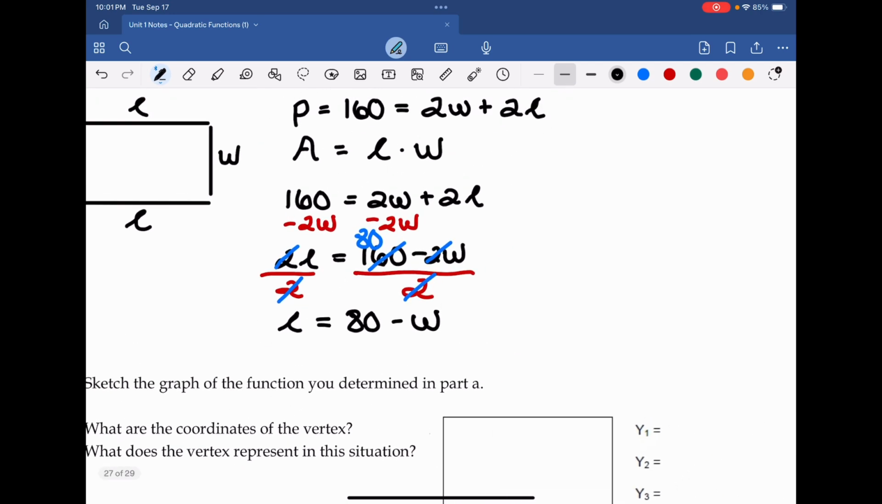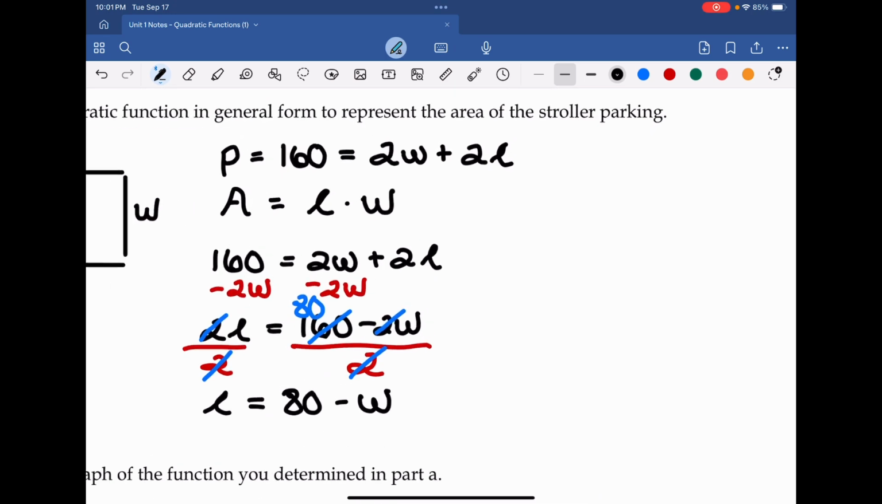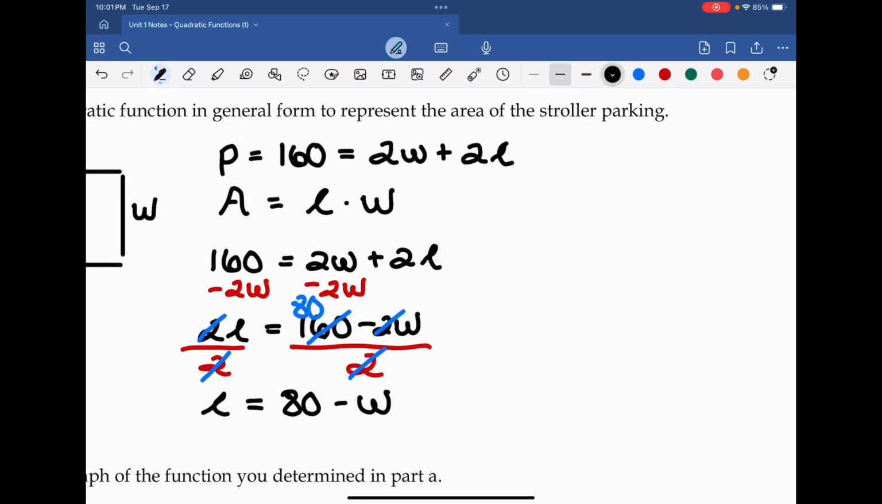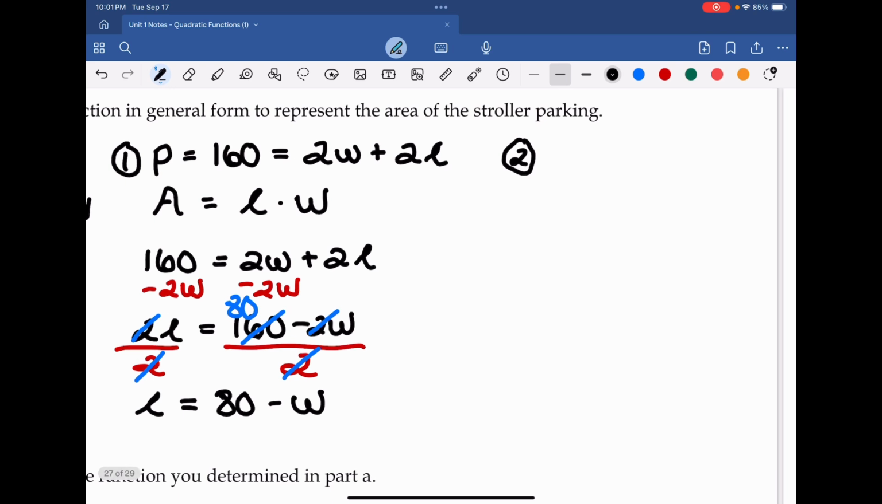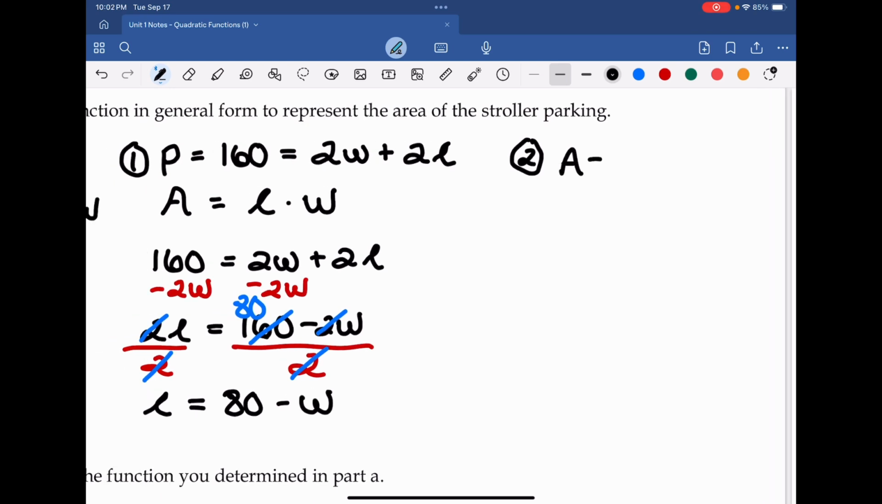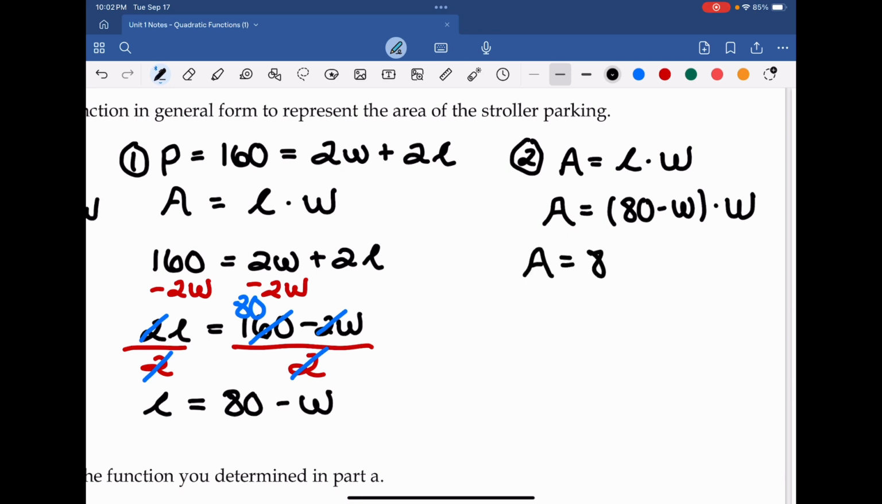Okay, now we want to generate our function using the area. If all of this was step 1, which was setting up the overall equation or getting the information required in terms of its equations, now for step number 2, to actually get the equation, we're going to write it as area, which is equal to length times width. Area is equal to, instead of length, 80 minus W, all multiplied by W. This gives us area is equal to 80W minus W squared.